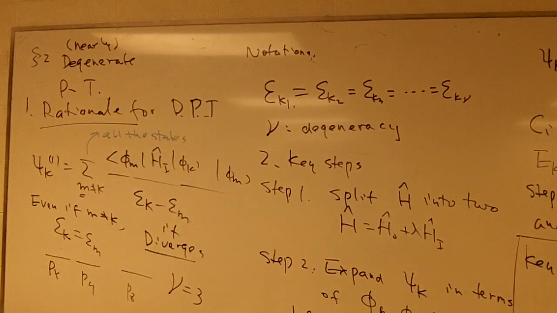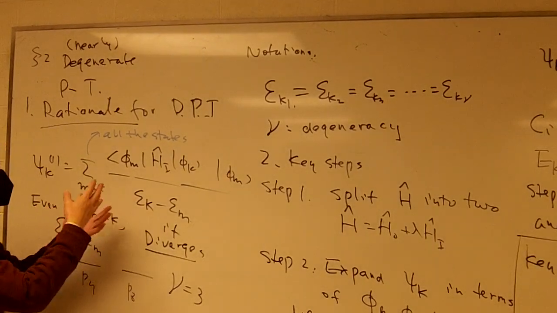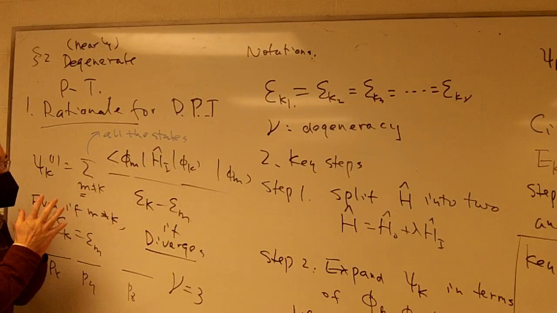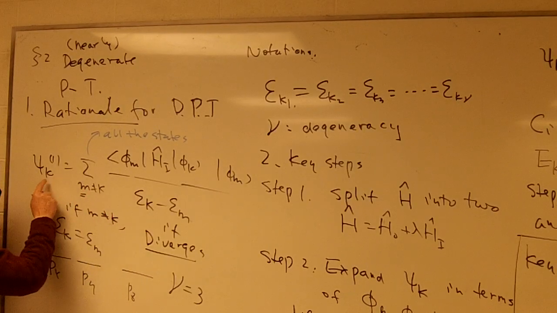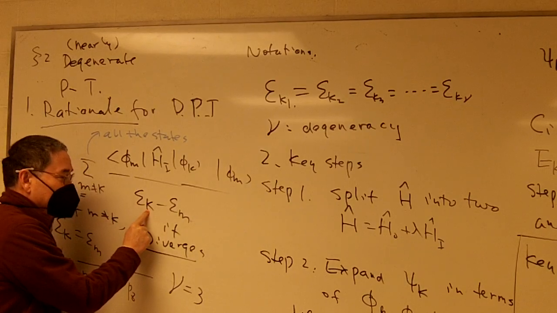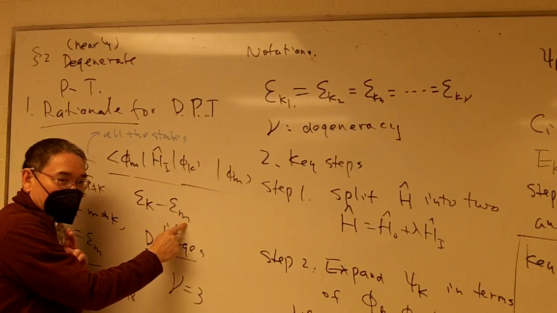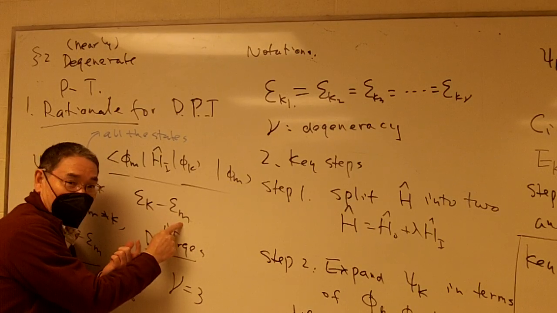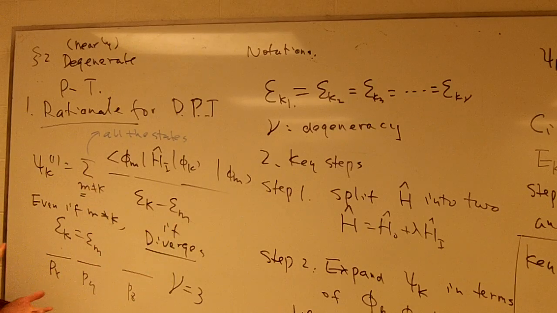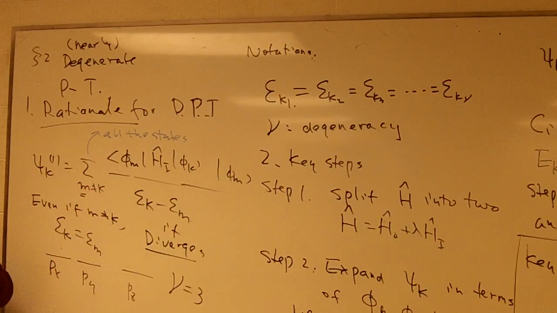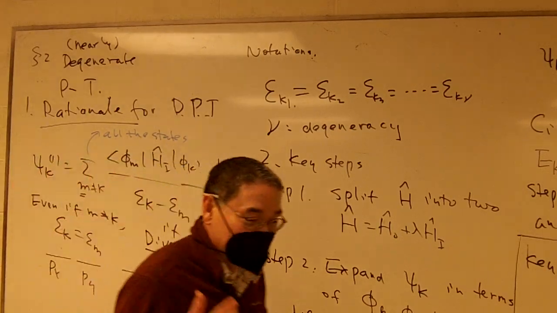You see, if you have a non-degenerate perturbation theory, this is the first order perturbation. If K not necessarily equals N, but the energy are the same, in other words, K not equals N, but energy is the same, then there's a problem. So the denominator diverges. And this, could you guys write this down?